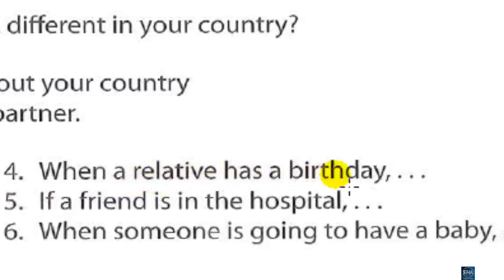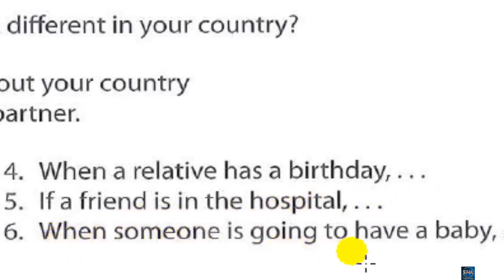When a relative has a birthday, a relative like uncle, cousin, brother, sister, whatever, it's a custom to bring a valuable present. If a friend is in the hospital, it's a custom to bring some flowers, a box of chocolates, or some fruits.